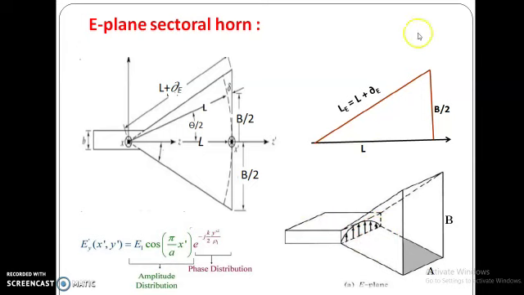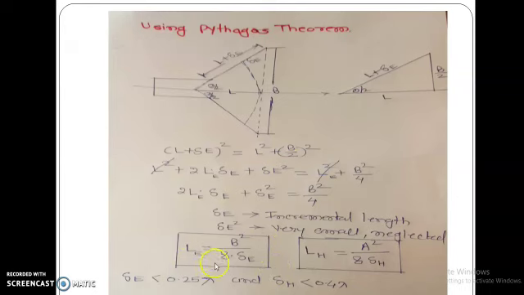If you solve this using the Pythagoras theorem, that is, L plus del E whole square is equal to L square plus b by 2 whole square, and you equate it, you will get this particular equation. The length for the E sectoral horn is b square upon 8 del E, whereas the length for the H sectoral horn is a square upon 8 del H. So this is the solution. We use this Pythagoras theorem. L square gets cancelled out, and finally del E is the incremental length, and the square of that is further small, so it can be neglected. Finally you will get this.